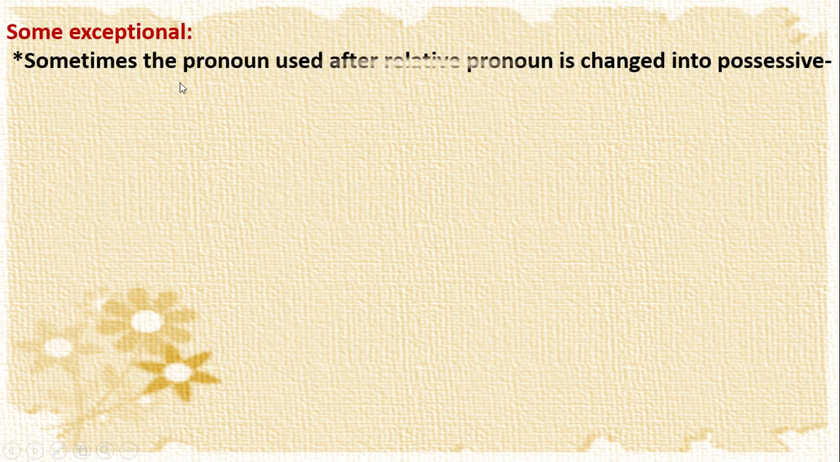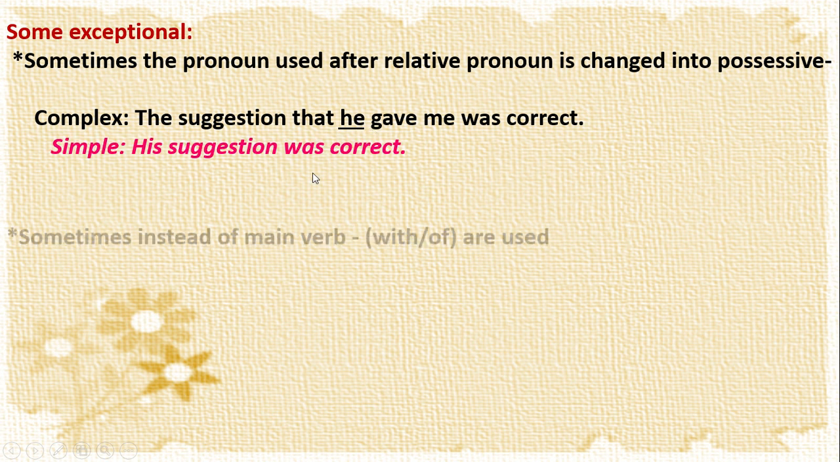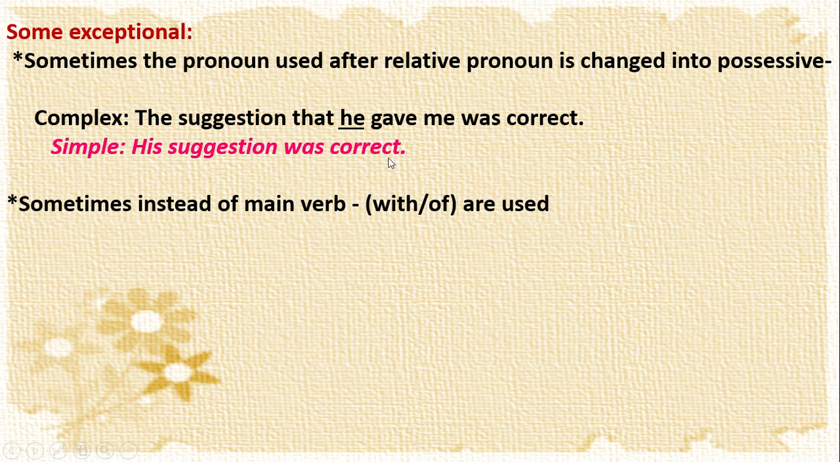Let's see some exceptional sentences of this type. Sometimes the pronoun used after the relative pronoun is changed into possessive. That means if after the relative pronoun there is a personal pronoun, that personal pronoun will be in possessive form. The suggestion that he gave me was correct. That is the relative pronoun. He is the personal pronoun. This personal pronoun he will be in the possessive form. The simple sentence will be: His suggestion was correct.